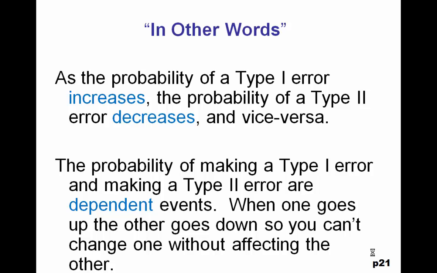As the probability of a type 1 error increases, the probability of a type 2 error decreases, and vice versa. So you can't change one without changing the other. It's a balancing act. The probability of making a type 1 error and making a type 2 error are called dependent events. When one goes up, the other goes down, so you can't change one without affecting the other.